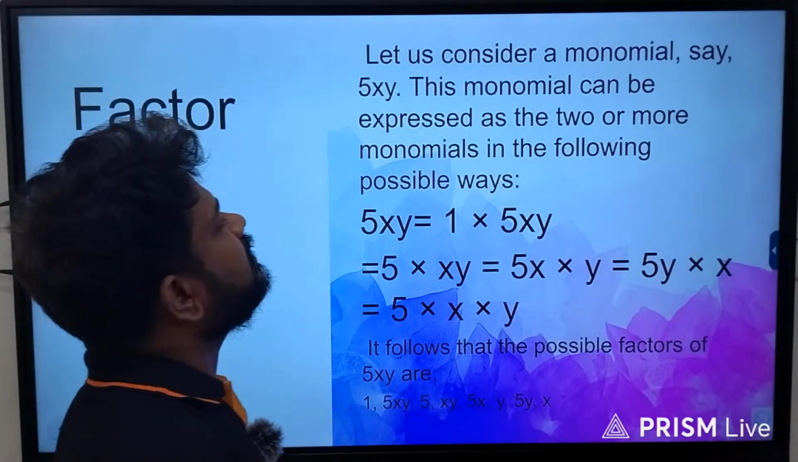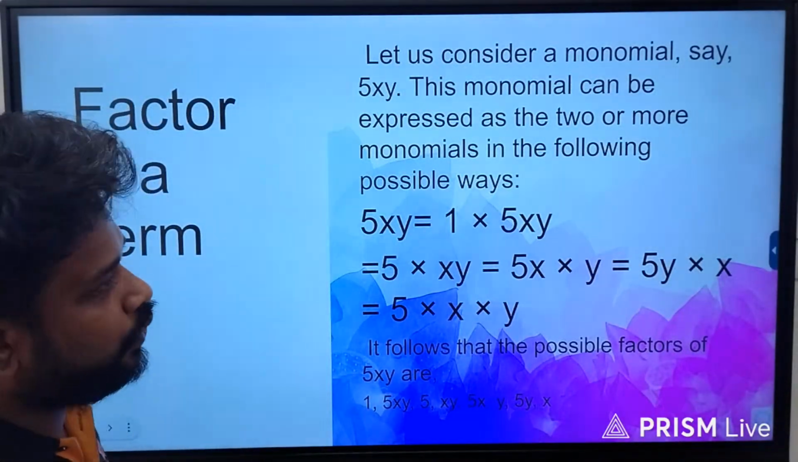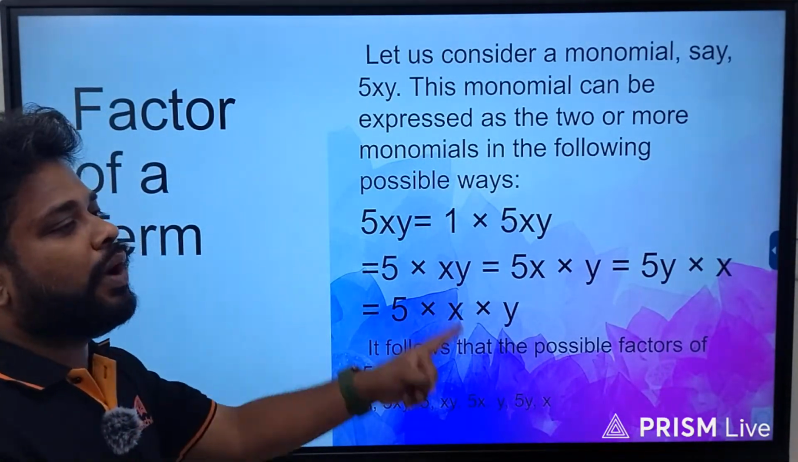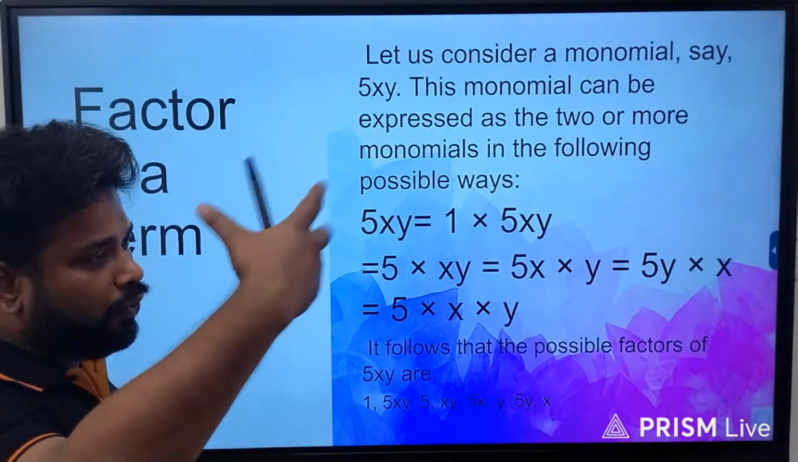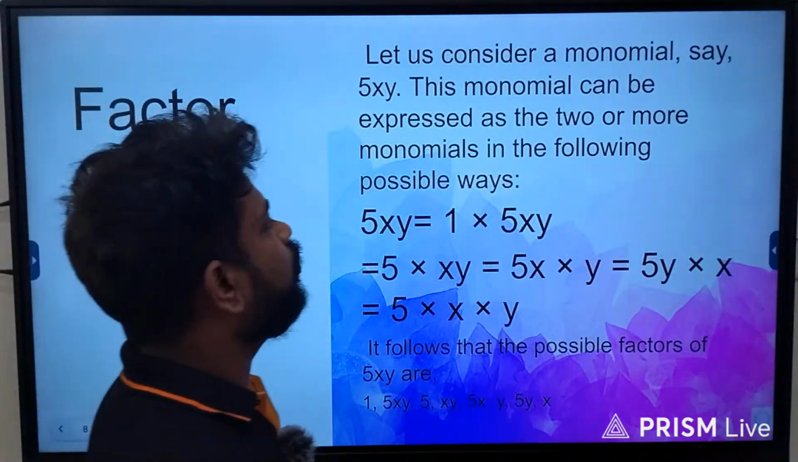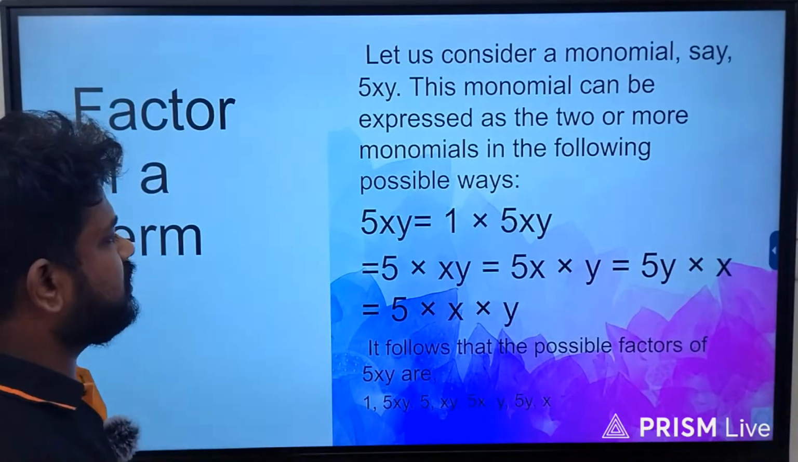Factor of a term. Let us consider a monomial, say 5xy, and we generally know what monomial means. Monomial means there will be only one term. There will be no square or anything. This monomial can be expressed as the product of two or more monomials in the following possible ways.